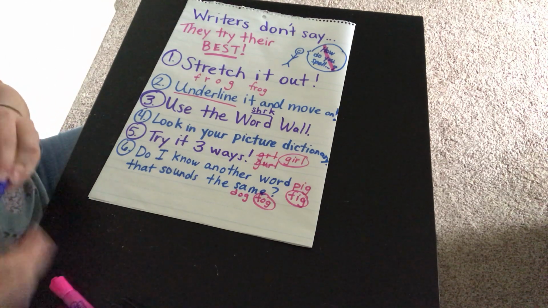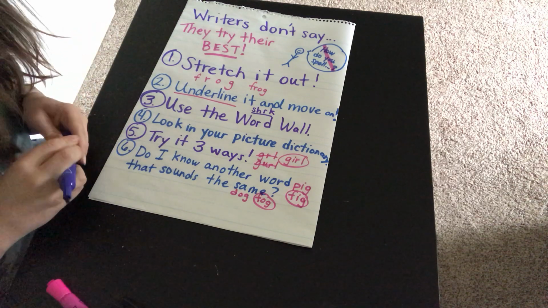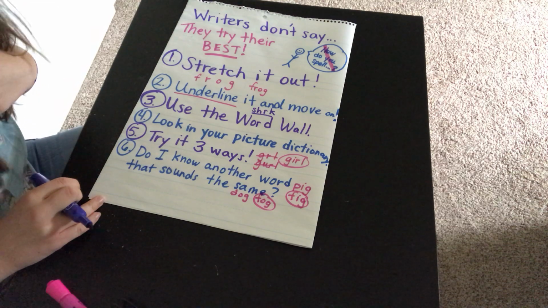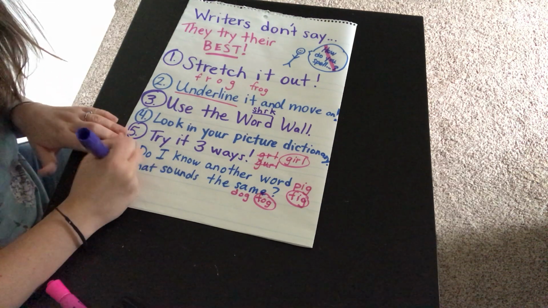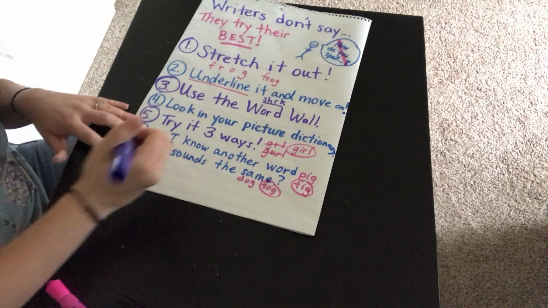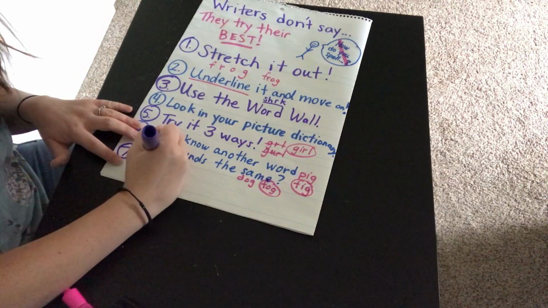Another strategy. There are so many strategies for you to figure out words you don't know how to spell. That's why we say, writers don't say, how do you spell? Because you should be trying all of these different things first. Okay, another way that you can solve words that you're not sure how to spell.